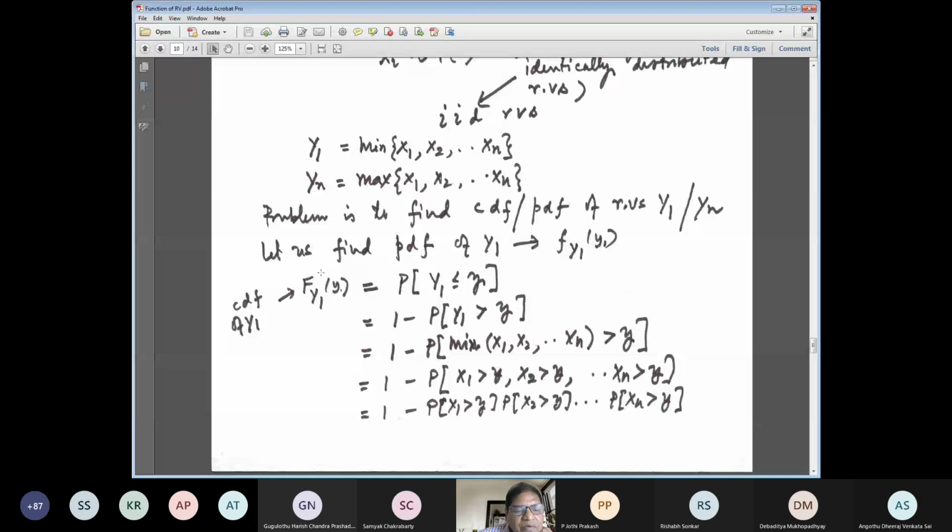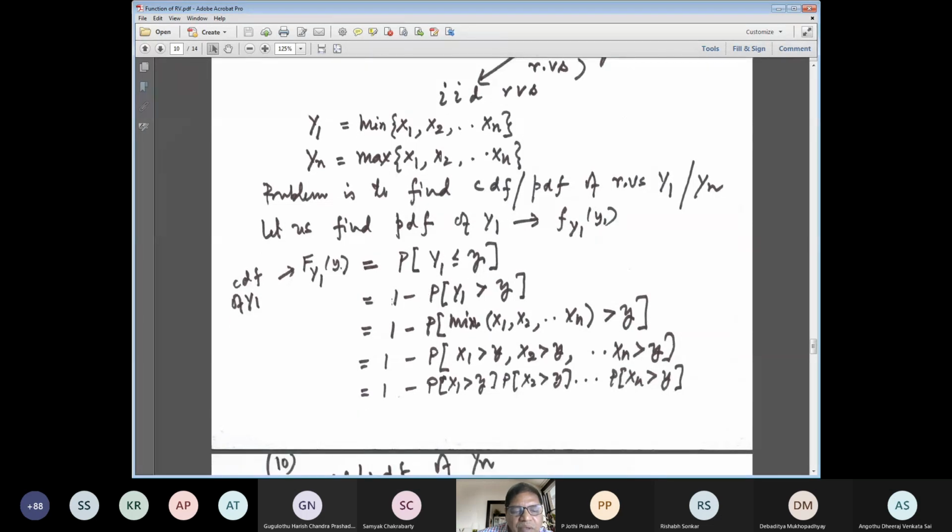We need to find out what the CDF is. Once we have the CDF, we can get the PDF. As I told you, you write down the definition of the CDF. So, probability Y1 less than y, and Y1 we have defined as the minimum of X1, X2, ..., Xn.